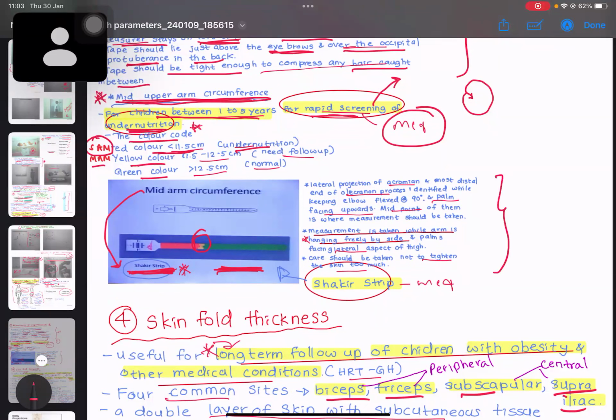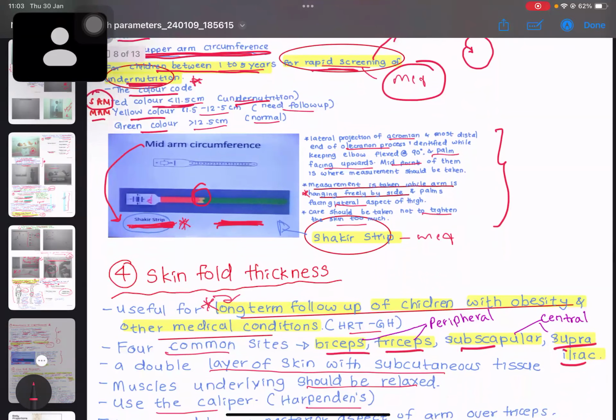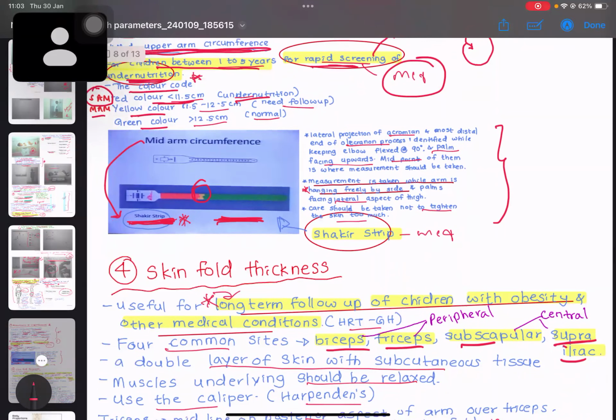this statement states how to measure mid-arm circumference. Usually they don't ask how to measure mid-arm circumference. So if you wish, you can read this paragraph.